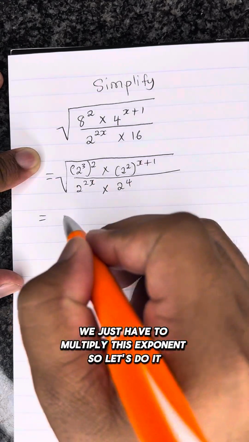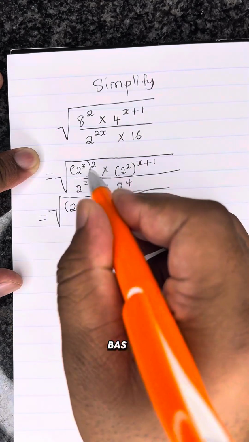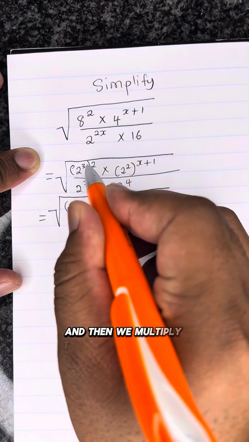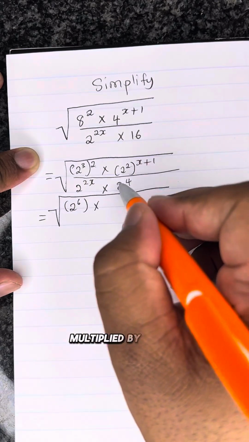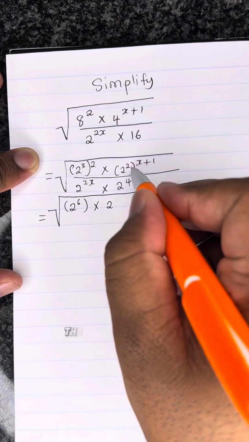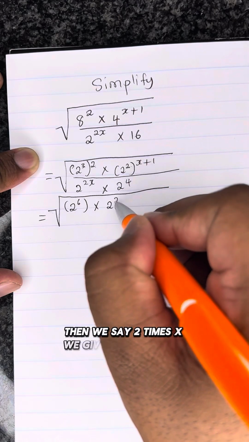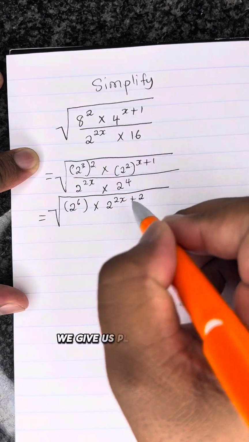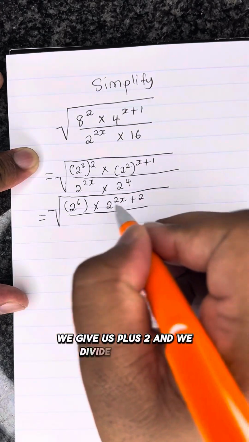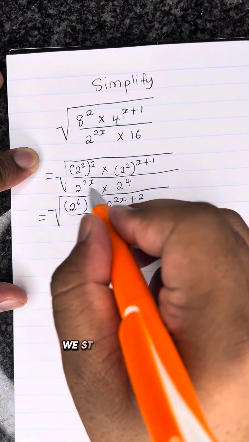So let's do it. Here we have base 2, and then we multiply the exponents. 3 times 2 will give us 6, multiplied by base 2. Then 2 times x will give us 2x, and 2 times 1 will give us plus 2. And we divide. The numerator we still have the same.